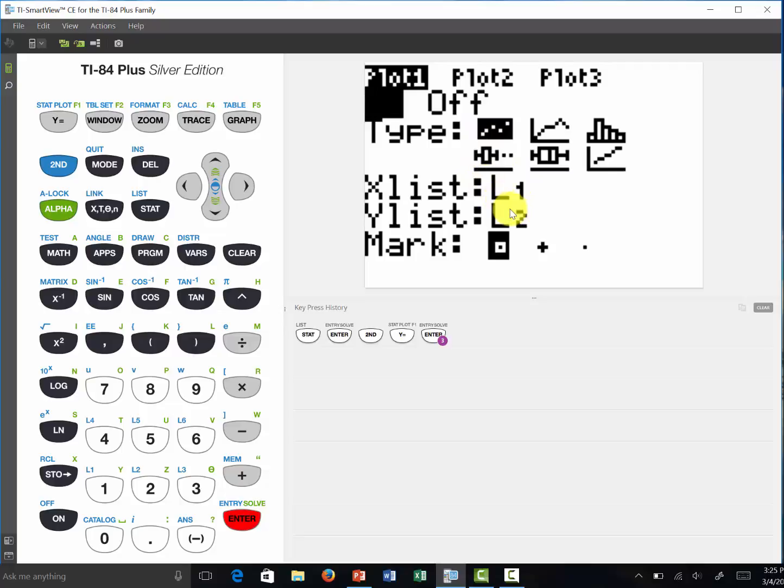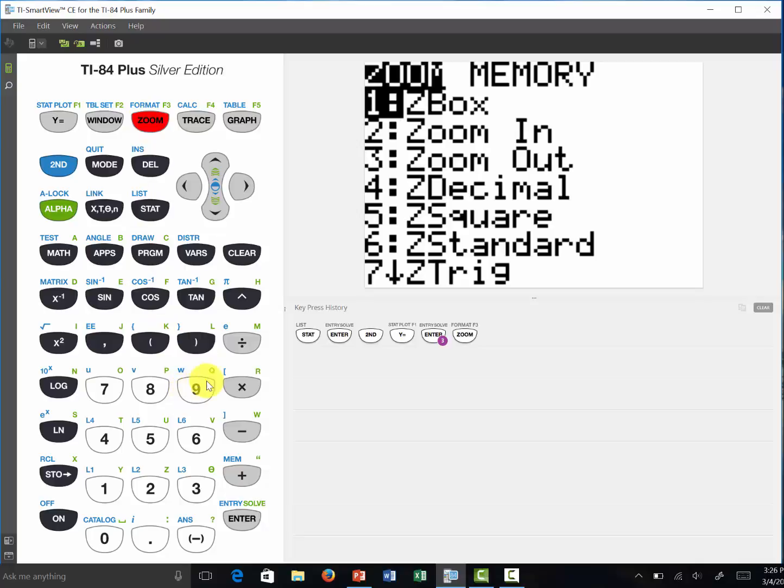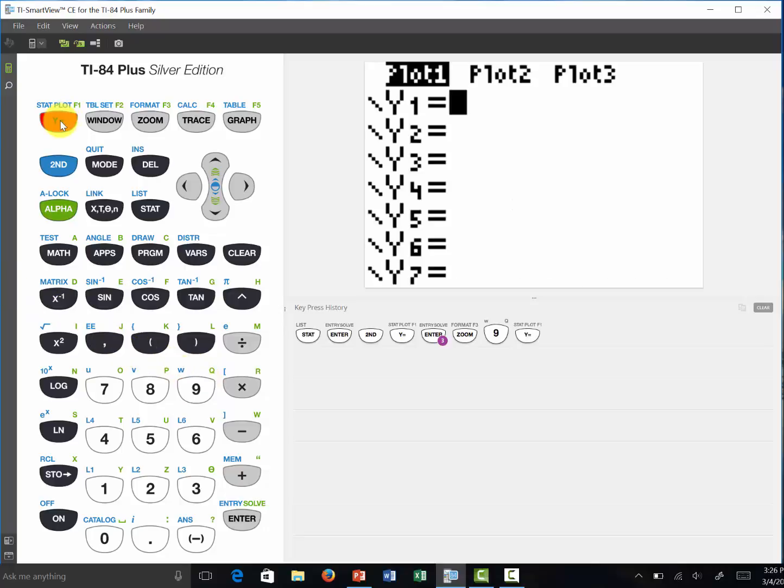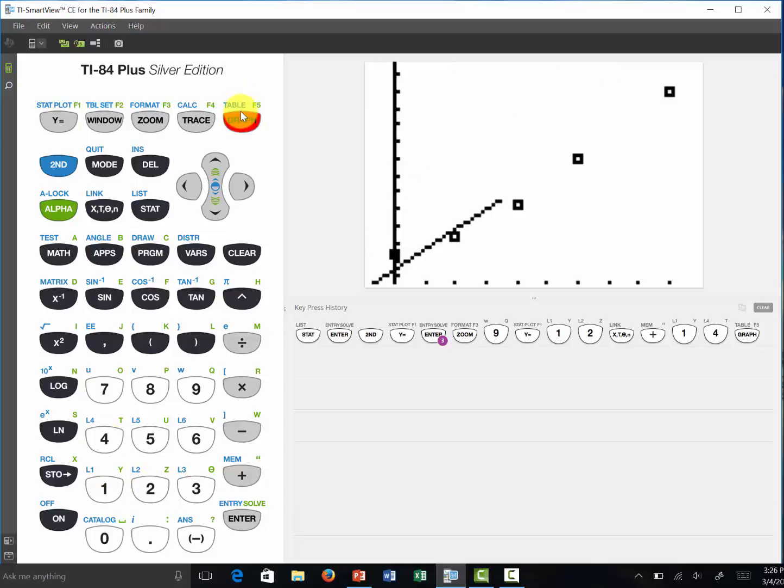List 1 is our X list, list 2 is our Y list, and then I hit zoom and number 9 for zoom stat. Now this could be modeled by a linear or quadratic. We're going to try both and see which one, according to the scatter plot, is doing a better job. So I'll go to the y equals. I first put the linear function in. L of t equals 12t plus 14. Hit graph. And we can see that the linear model is doing a pretty good job of modeling that data.